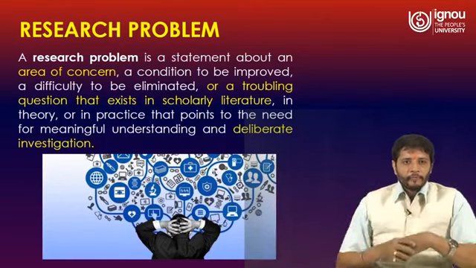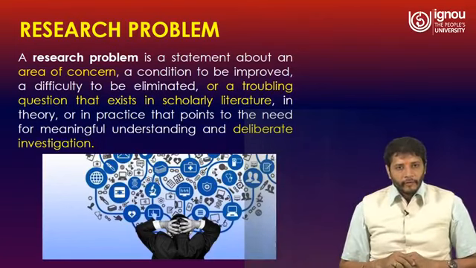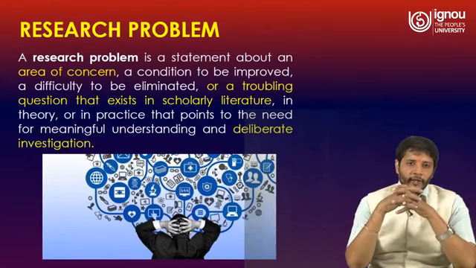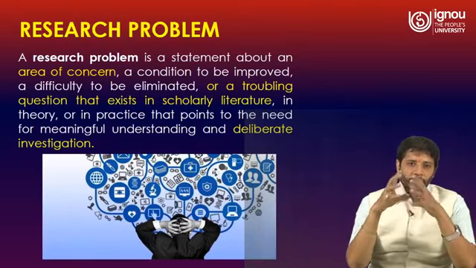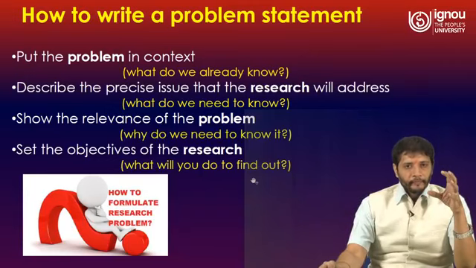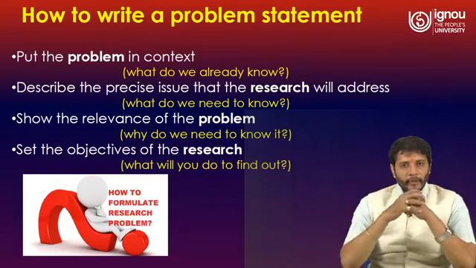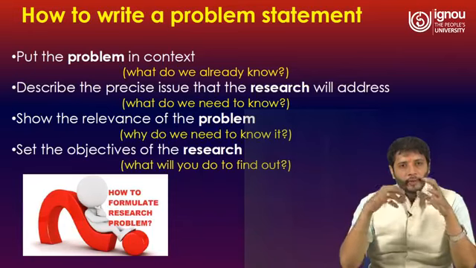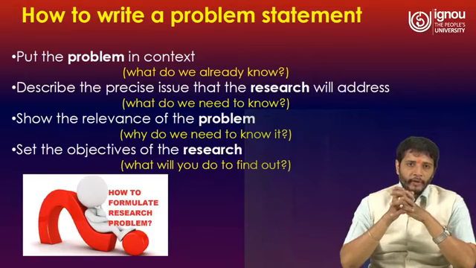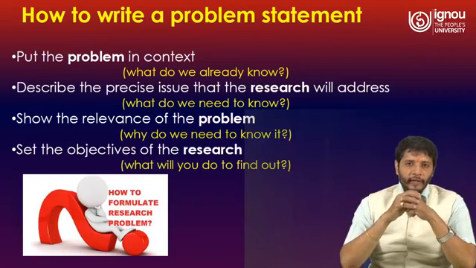accumulation of problems. So a research problem is a statement about an area of concern, a condition to be improved, a difficulty to be eliminated, or a troubling question that exists in scholarly literature. What we observe is how you are going to investigate and diagnose this particular thing. So how to write a problem statement? When we have found the problem, and there are certain problems, how are we going to come out from that problem? Put the problem in context. This could be what do we already know about it, and describe the precise issue that the research will address.